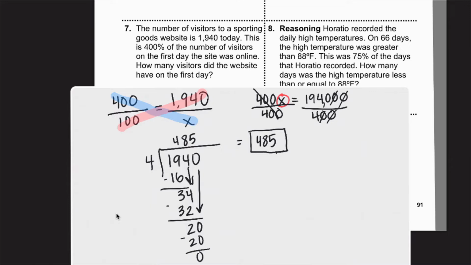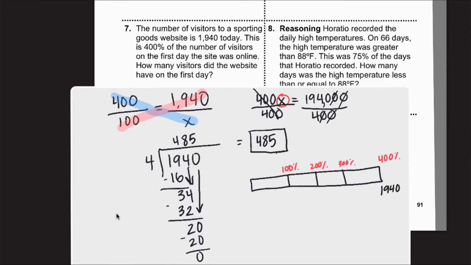Does that make sense? If you have to draw a picture, let's do that real quick. So we have 1, 2, 3. It said we're starting with 400%. Okay, here's 300, 200, and 100. And we know that at 400%, they had 1940 visitors. And at 100%, we found it was 485. If I add up these totals, I would end up with 1940.